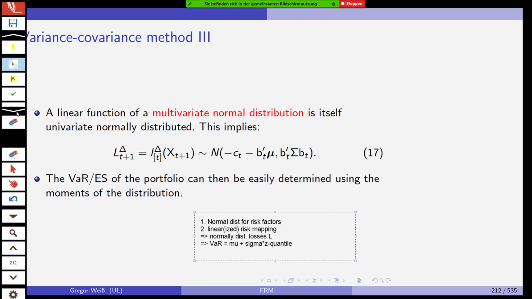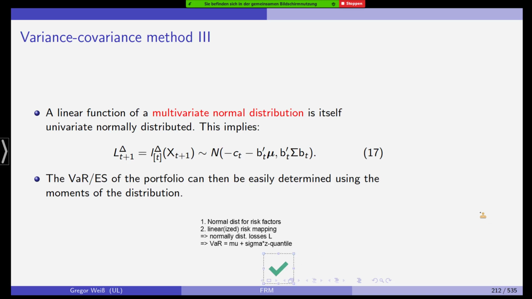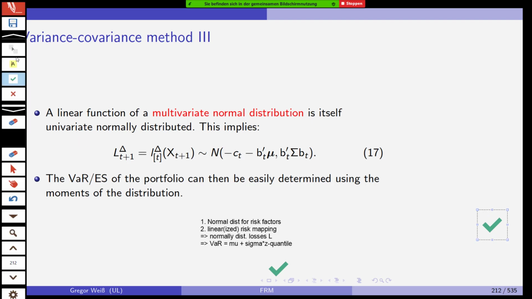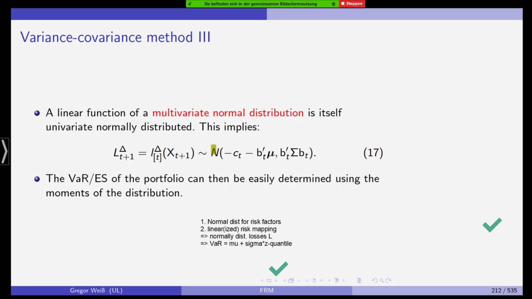And we are actually done. Why? Because for normally distributed losses, we've seen that there is an analytical formula for the value at risk, but also for expected shortfall. It looks a little bit different, but we're actually done. So we are assuming a normal distribution for the risk factors and a linear risk mapping. Then the losses are normally distributed according to this here, and then we are done. We can immediately calculate analytically the value at risk of a single investment or of a portfolio.